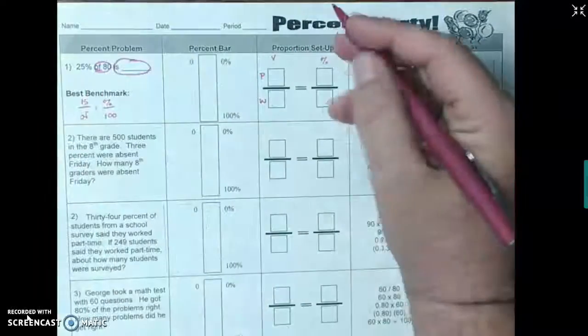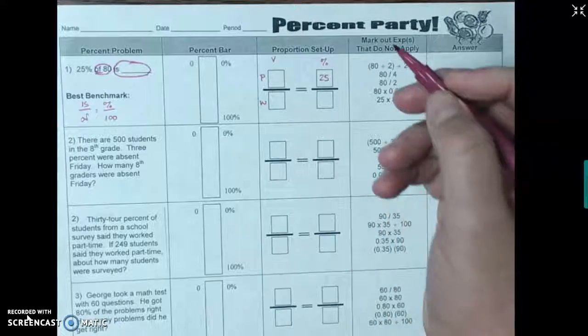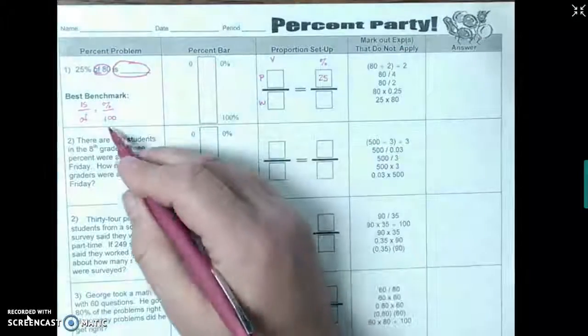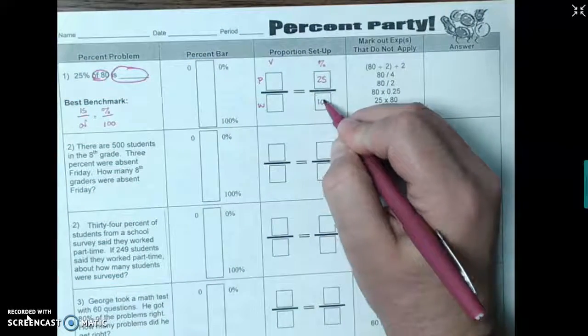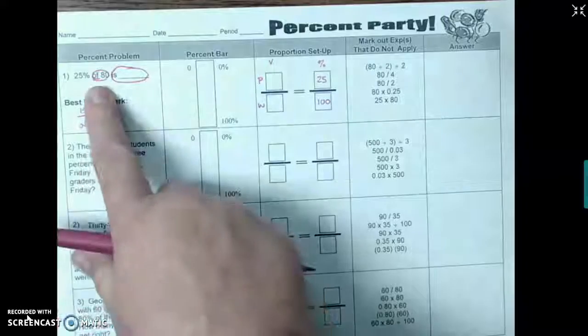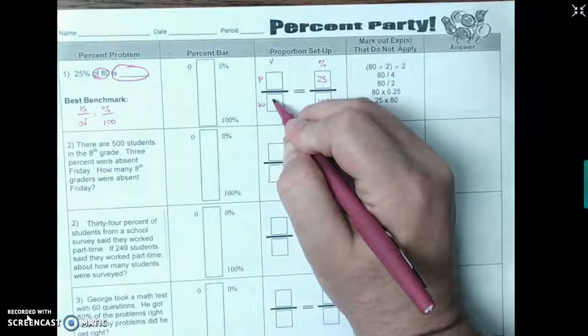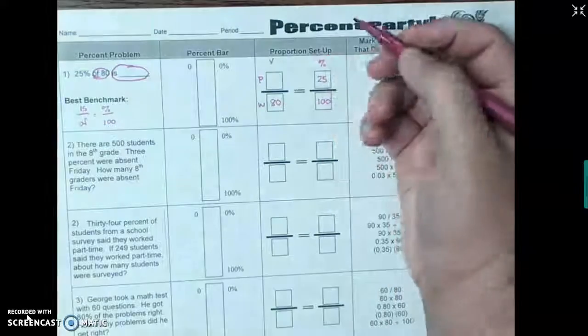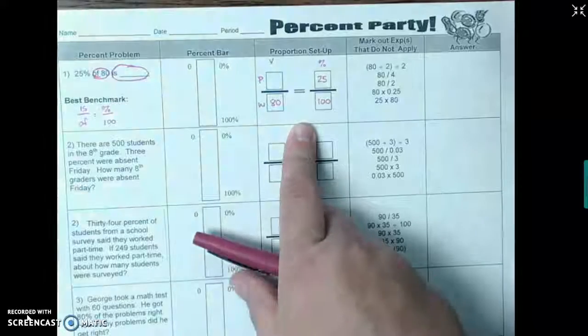I want to know 25%, so I want to put 25 here. And you all know that percent means out of 100, which is why we have this percent number out of 100. So I'm going to put 100 here. Of is going to be my whole number, so I'm going to put 80. That's the whole amount, and I want to know the part of 80 that 25% is.